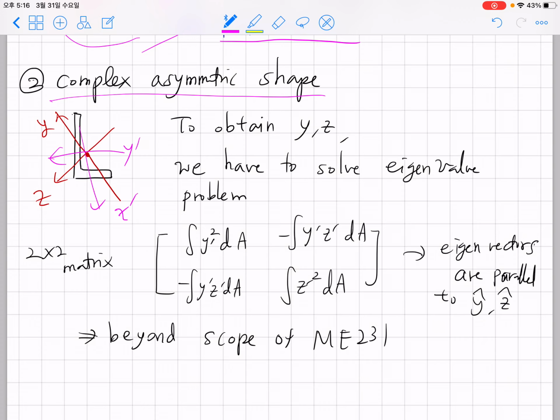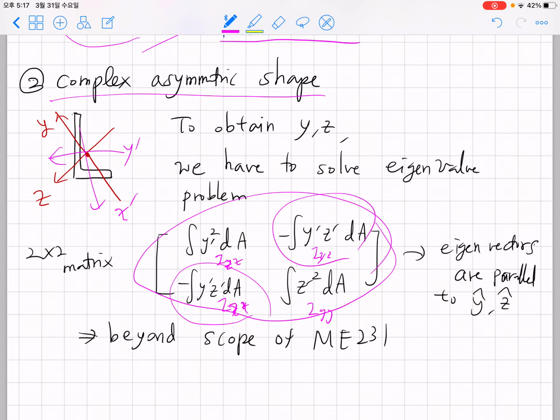axes y prime and z prime, then you construct a 2x2 matrix. A 2x2 matrix composed of the zz component, yy component, and the yz and yz components. You construct a symmetric matrix out of these four components of the area moment of inertia, and you just simply obtain the eigenvectors. Okay, then what you're gonna see here is that this component and that component will be equal to each other, so that it's a symmetric matrix.